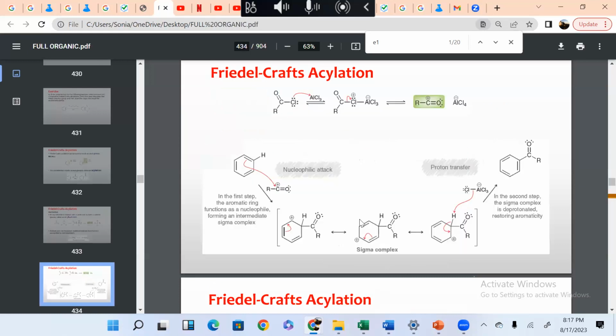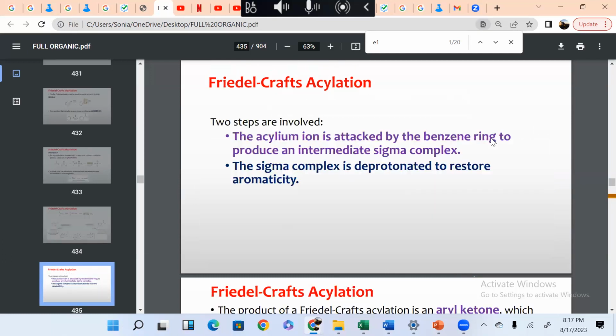So here is the reaction scheme, very similar to the ones that we've seen before. The initial reaction is aluminium chloride, then the generation of the acylium ion. You look at the nucleophilic attack, the sigma complex, and your final product after deprotonation. And now here is your final product. So there are two main steps. The acylium ion is attacked by the benzene ring to produce the intermediate sigma complex. Then the sigma complex is deprotonated to restore aromaticity.